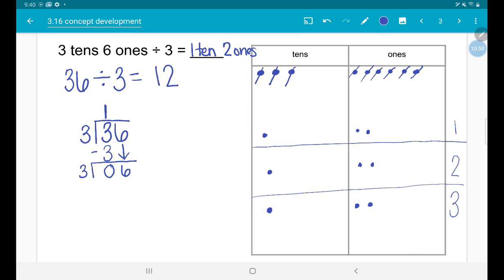Remember, all we did was multiply 1 times 3 was 3, and 3 minus 3 was 0. That took care of our 10s place. Now I'm ready to move my 1s down. I'm going to drop my 6 down with that 0. Now I have 6 1s to divide into 3 groups. I can put 6 things into 3 groups how many times? 2. So up on top where my quotient goes, I'm going to put a 2.